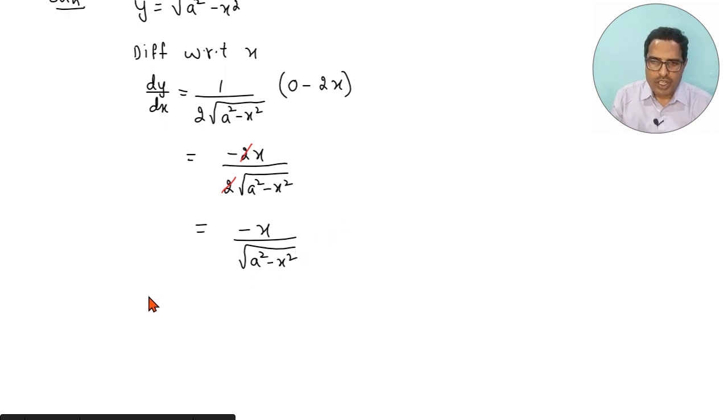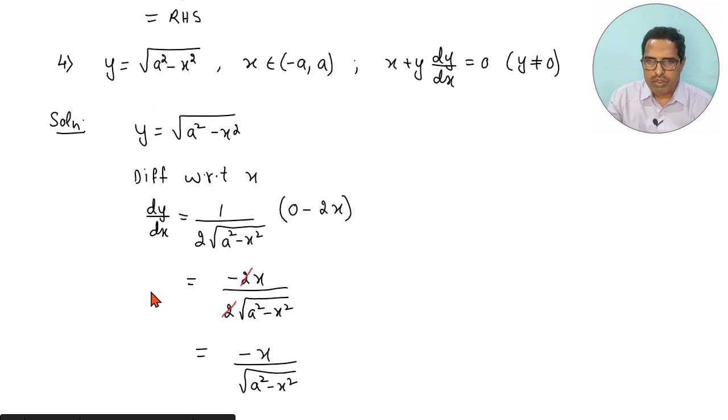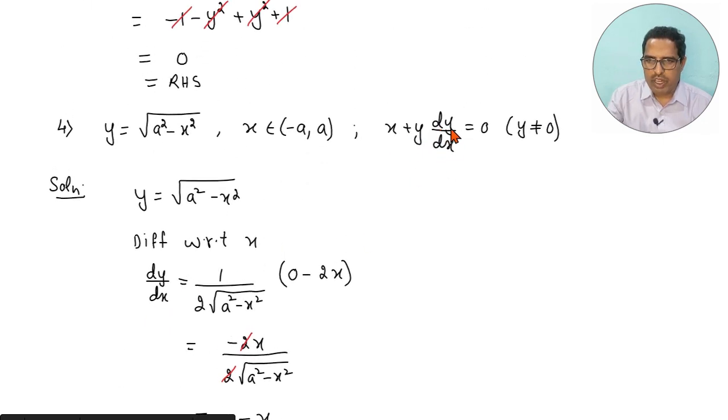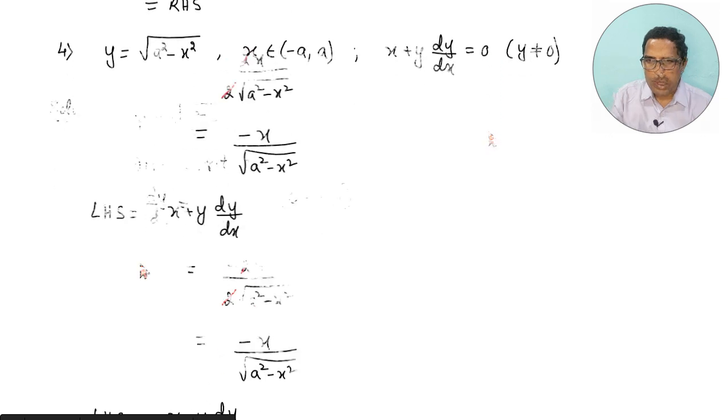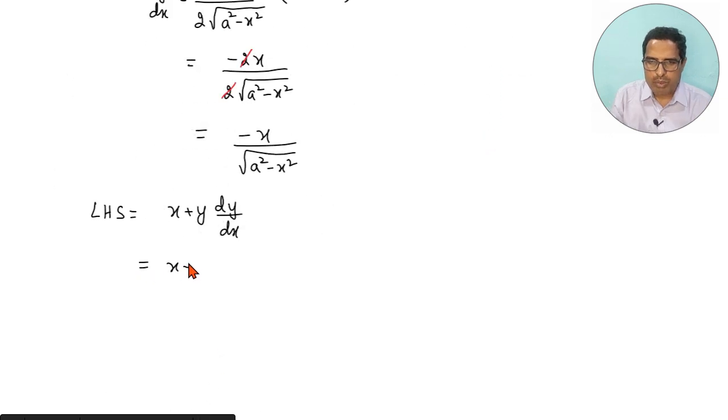Now let us take the differential equation. LHS of the given differential equation is x plus y dy by dx. So I have to show that it is equals to 0. So this will be equals to x plus y. What is dy by dx over here? Minus x divided by root of a square minus of x square.